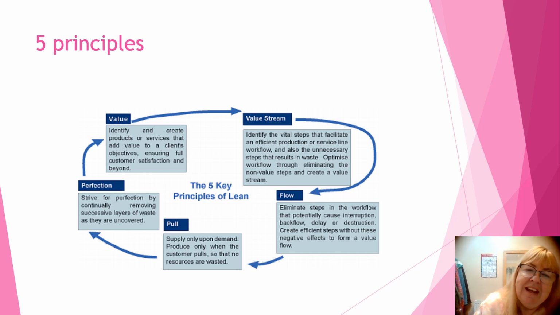It's a circle again, as things ever are. They just keep revolving round. Starts off with a value stream. You identify the vital steps that facilitate an effective production or service line flow. And you also look at unnecessary steps that result in waste. You optimize the workflow by eliminating the non-value steps. And that creates what is known as a value stream. So you've refined it and taken out any extra unnecessary things.